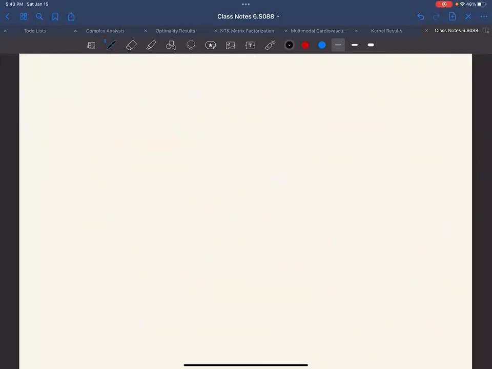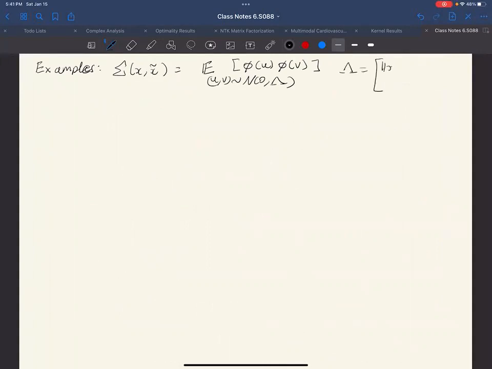So here's a list of examples. We have sigma of x tilde is the expectation over u, v drawn from normal, of phi of u, phi of v, and it has a nice covariance structure: x transpose x tilde, x transpose x tilde, norm of x tilde squared. Okay. I'm going to write these out in these examples.